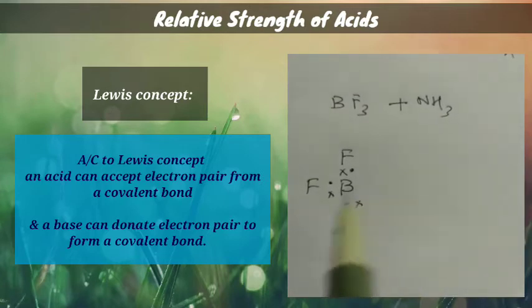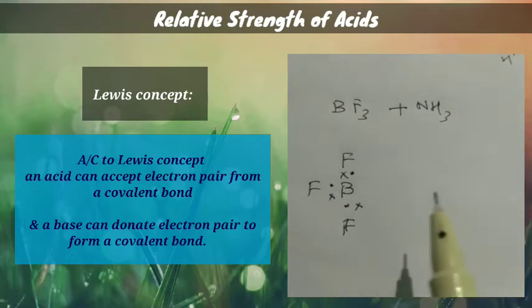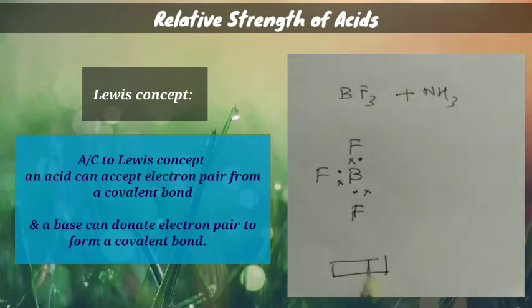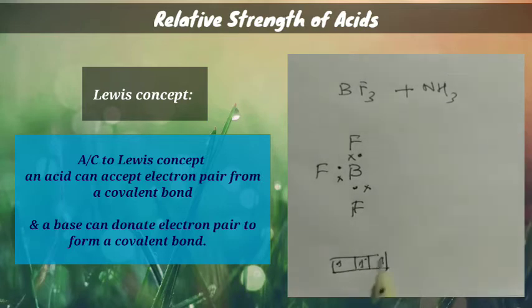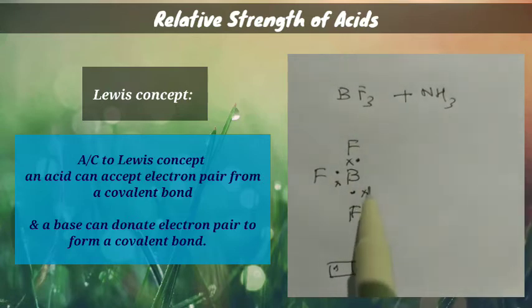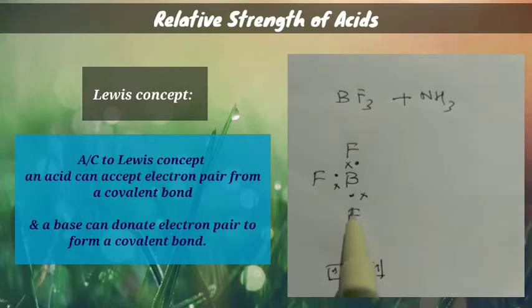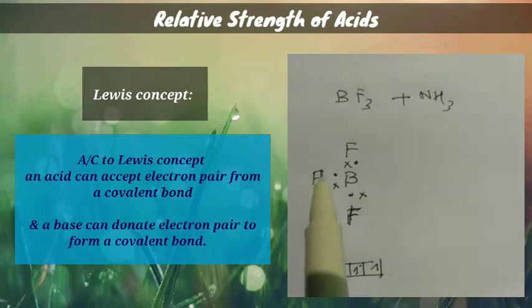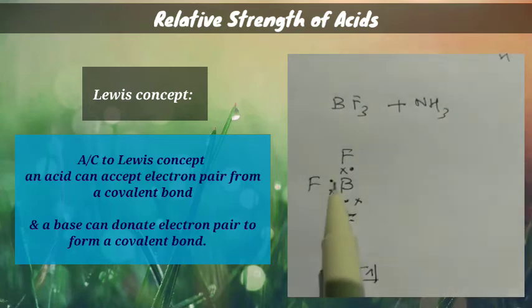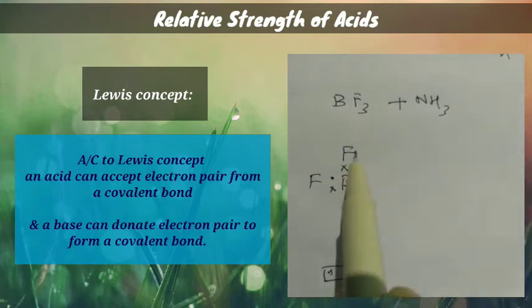In the case of boron, there will be 3 electrons in the p orbitals, like this. These 3 electrons, and these cross electrons represent the outermost electrons of fluorine. They will share these electrons. One electron will come from the fluorine and one electron will come from the boron, and they will form a covalent bond. Similarly this one and this one also.